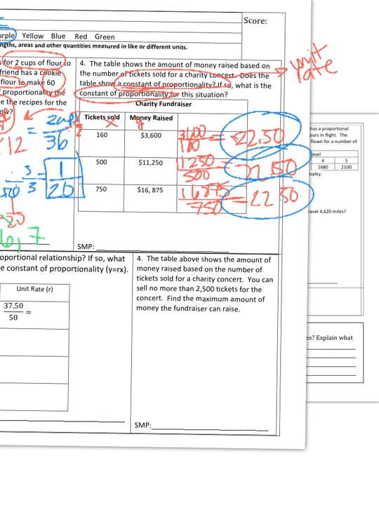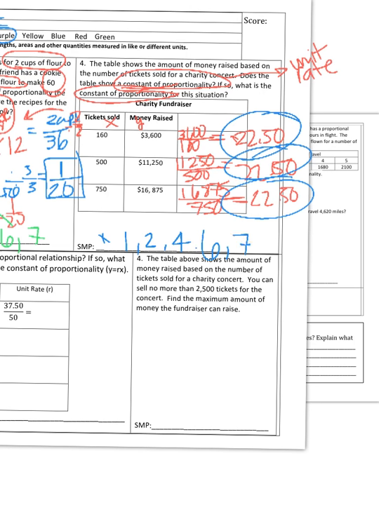The SMP that you are using right here, you can say that you're thinking quantitatively and abstractly, you're persevering through problem solving, so that's SMP 1. You're using the table, so you're modeling with math. You are being precise, SMP 6. And you're making use of structure, so that's SMP 7.